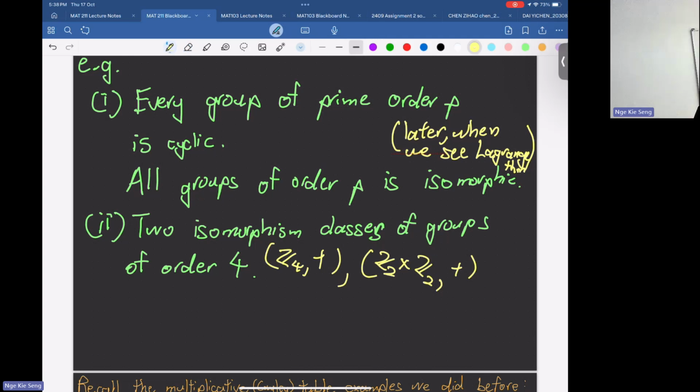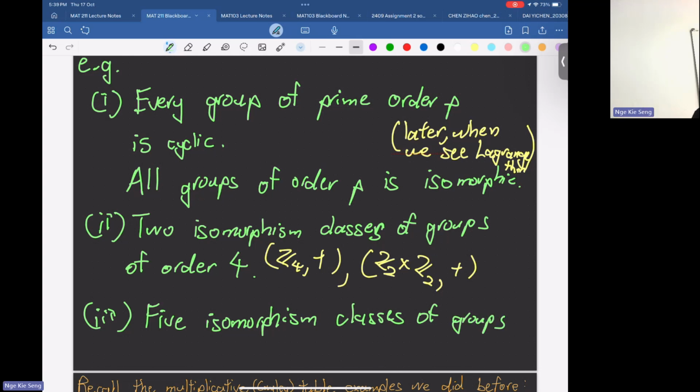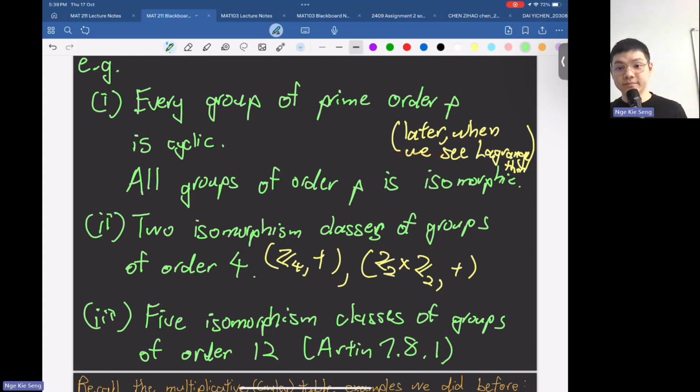And the last one, which I won't discuss, is that there are 5 isomorphism classes of groups of order 12. So you might think, how on earth would I prove this kind of thing? If my group has 12 elements, why are there only 5 ways I can put them together? Actually, I think Artin uses geometry. So if you're interested, you can go to Artin 7.8.1. I think we have no chance to meet it in this class. If you are interested, you can go ahead and study.